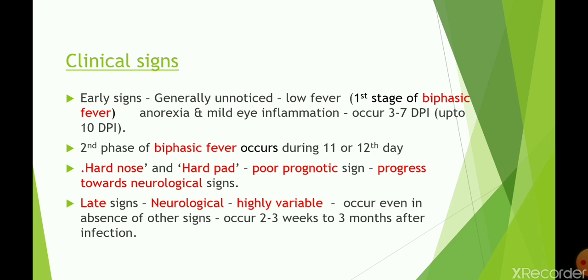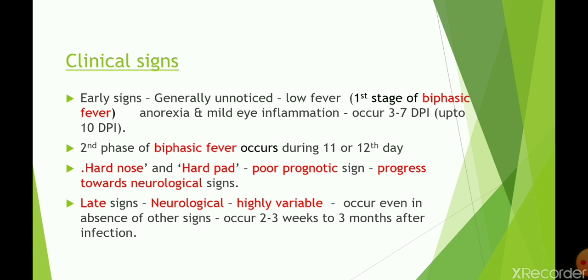It is due to the secondary viremia, which is complicated by secondary bacterial infection. And next, there will be hard nose and hard pad. These are poor prognostic signs. Why is it a poor prognostic sign? Because it's a sign that it is progressing towards dangerous neurological signs.